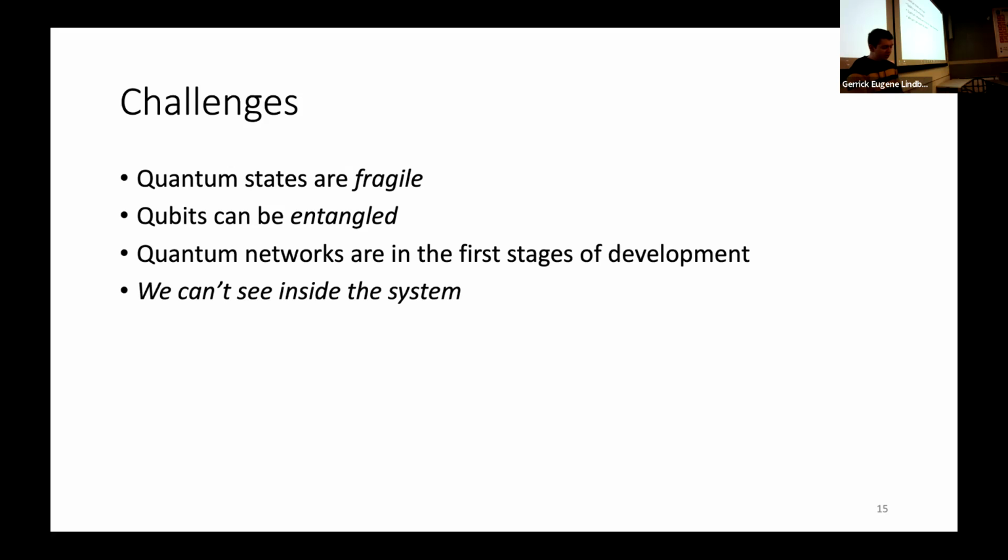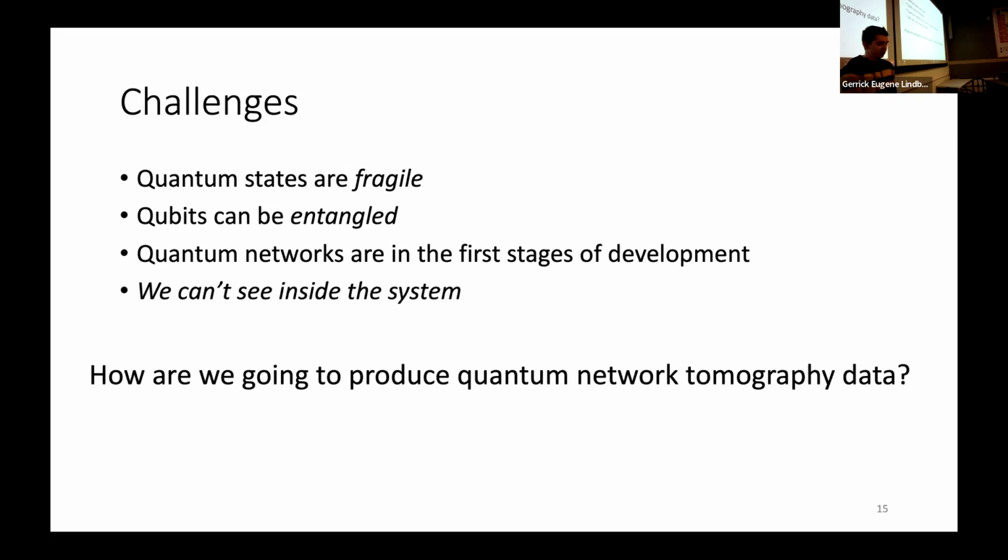And another giant problem that we face is we can't see inside the system. We can't make a measurement inside of our quantum system and still have everything go across, because when we make this measurement, it will affect everything due to quantum mechanics in general. And so these are a lot of different challenges. How are we actually going to be able to produce the quantum network tomography data at all?